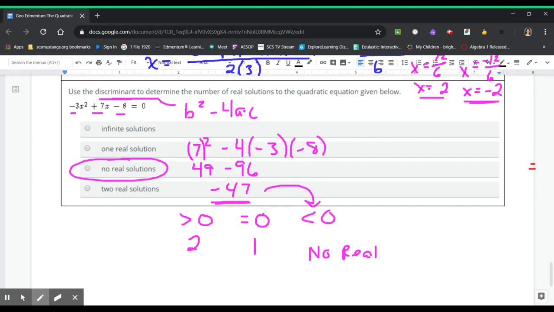And so that's the examples that I have for you for using the quadratic formula to find solutions.